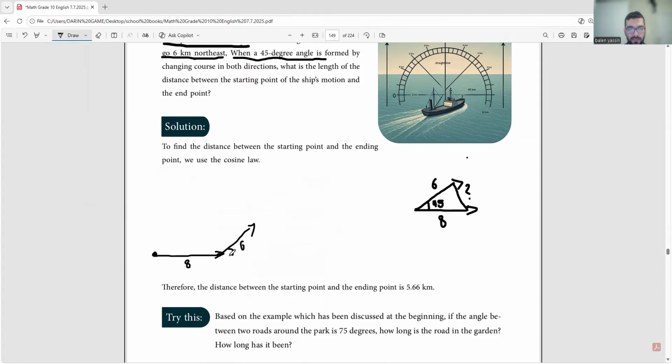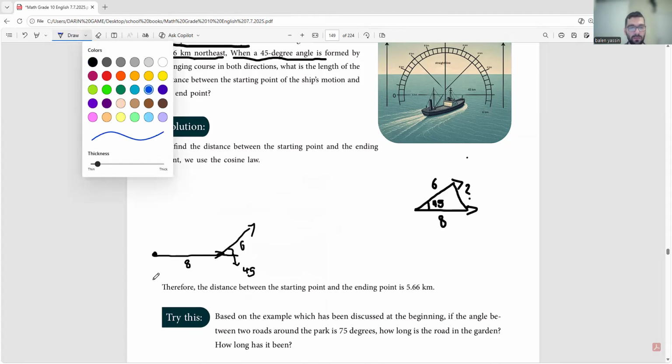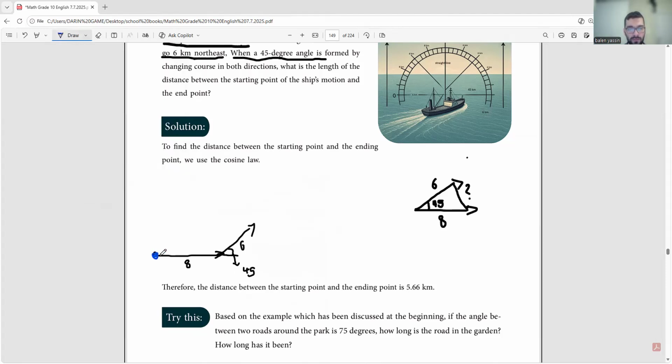So this angle that is formed, this is 45, not the one inside the triangle. And then the total distance, let me use another color. This is the starting point. This is their goal, the place they want to arrive. So if we connect them like this, in reality this is the total distance, the blue part. So question mark, this is what we want to find.